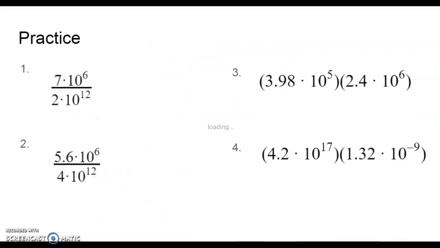Okay, let's do 4 practice problems. If you want to pause the video and try these on your own, and then when you're finished, play the video to see if you got them right, that would be great.